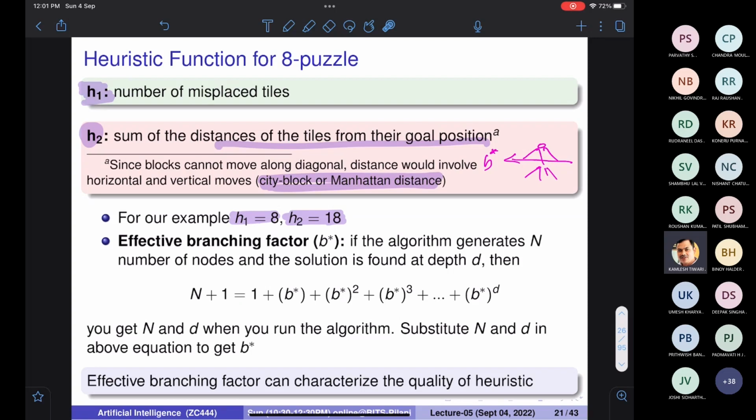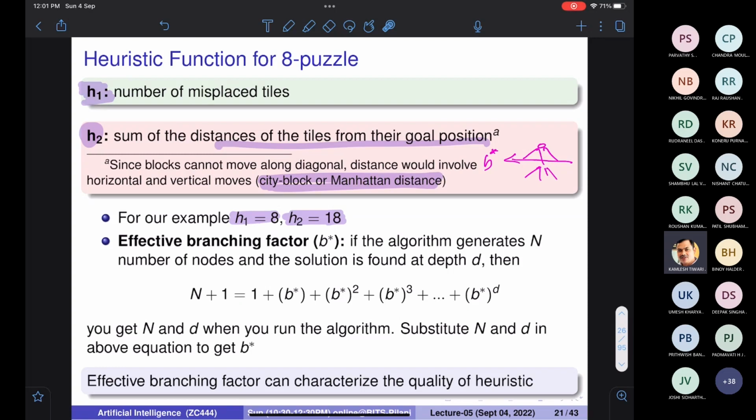Once again, let's assume that I am going to explore something. From here, how many nodes are getting explored? B asterisk. From there, B asterisk more nodes. From there, B asterisk more nodes are going to be explored. I don't know what the value of B asterisk is. If the value of B asterisk is lesser, I'm going to explore less with respect to these strategies. If any of the strategies gives me a lesser value of B asterisk, that would be better. Yes or no? Lesser values are better because it is going to give me a lesser number of nodes. I would be quickly able to find out the things.